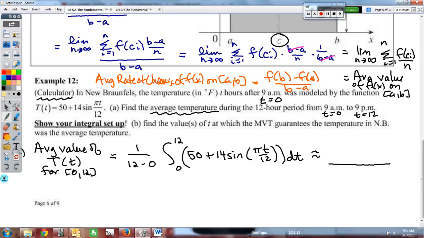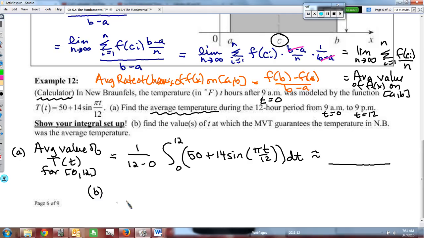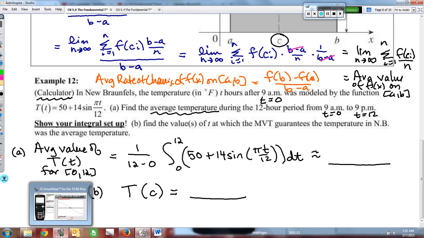And then for part B, I want to find when you actually have that average temperature. So we would take this value that we find here and set it equal to our actual function, because I want to know when the function has that average temperature. This is the average of T, and we know that at some point in time, T of some c value has to equal this value that we're going to find on our calculator. And since this is a calculator problem, I am going to solve this on the calculator. So let's show the work on the calculator.